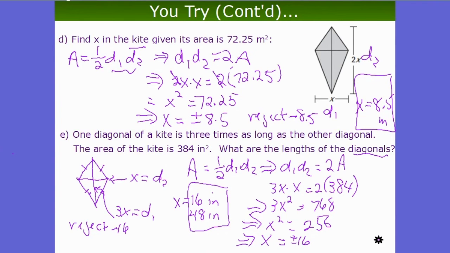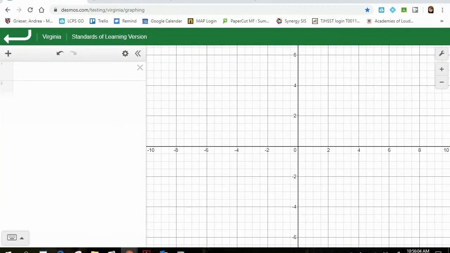I do want to just quickly mention how the Desmos calculator can help us here. So I have the Virginia version of the Desmos graphing calculator. It's very much like the normal version of it. Here's a cool thing you can do with Desmos. So let's say you were trying to find the area of, we'll make an easy one. Let's say I just want the area of a rectangle, base times height. So I can just type in the formula.